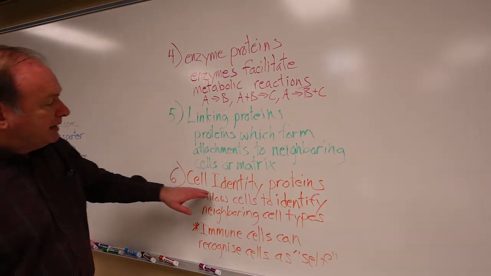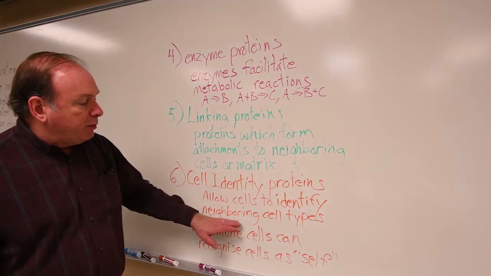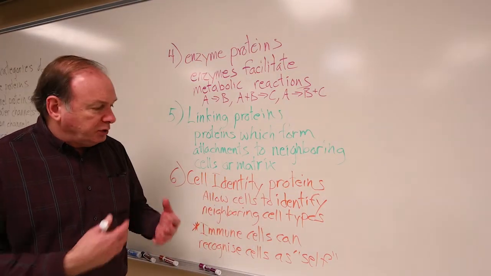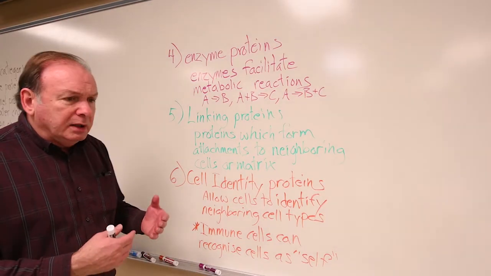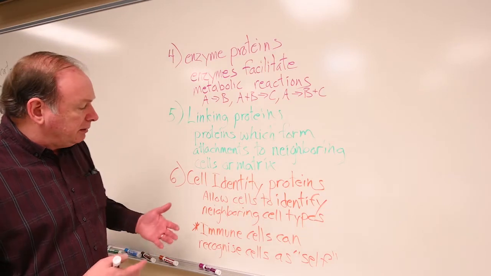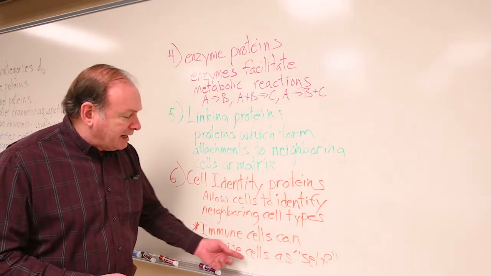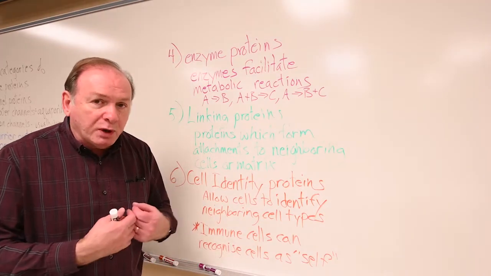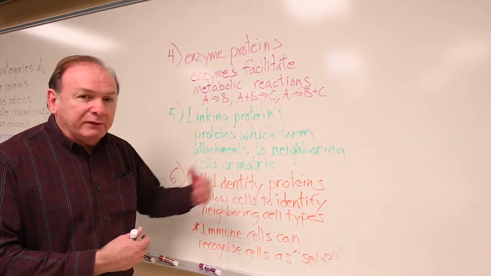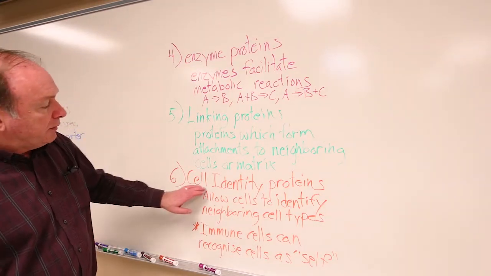Number 6, cell identity proteins. They allow cells to identify neighboring cell types. So your tissues kind of work together so that epithelial cells will bind to other epithelial cells to form a layer and so on. Immune cells can recognize cells as self, so you know what's your own body and not a foreign material that you need to wage an immune response to. So some of the cells have these.